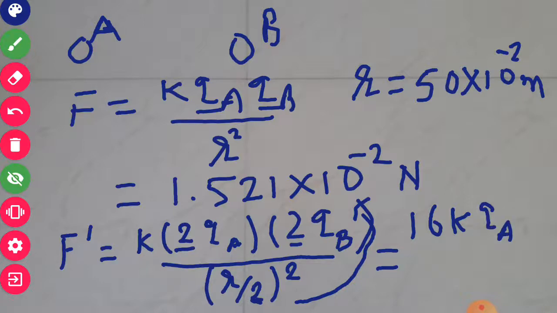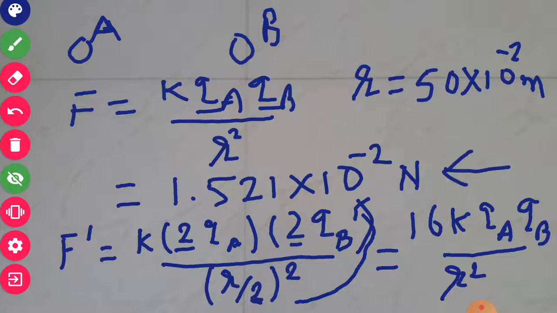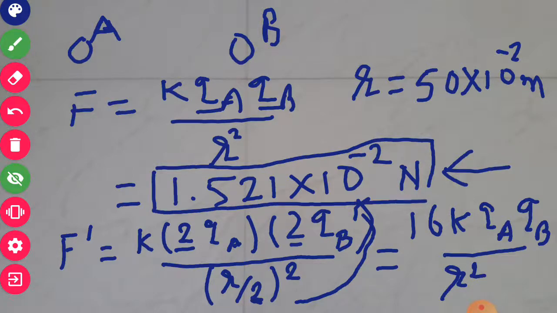QA QB upon R square you will get. So whatever answer you got here, if you multiply it by 16, then you will get the new force. This answer which you got earlier has to be multiplied by 16, because the new force becomes 16 times the original force, and you will get the final answer.